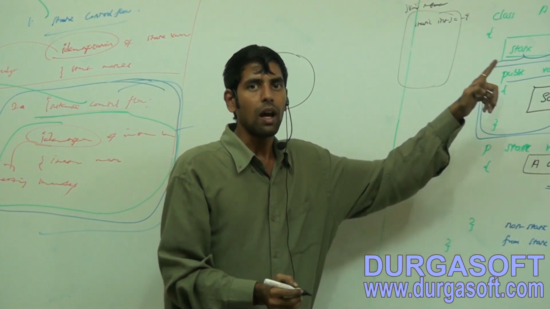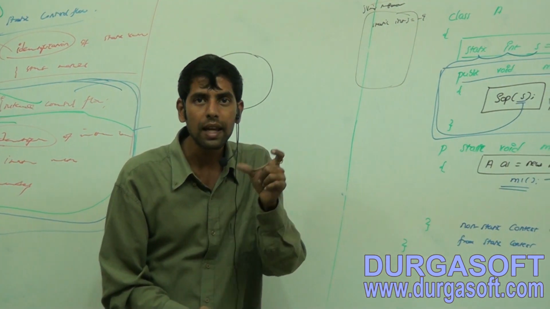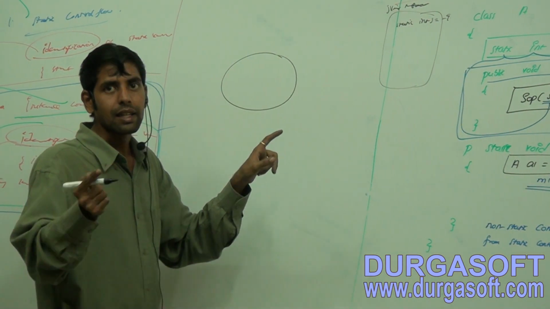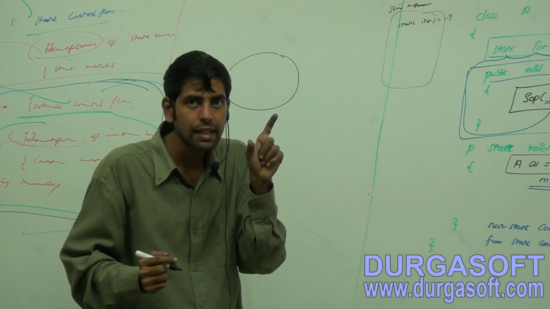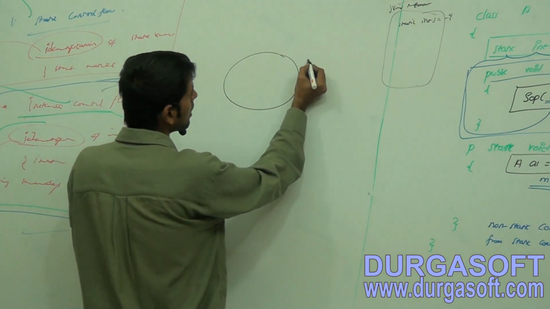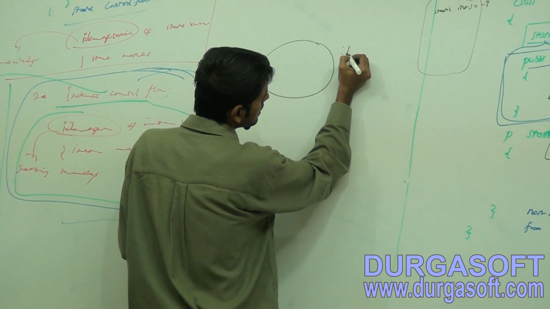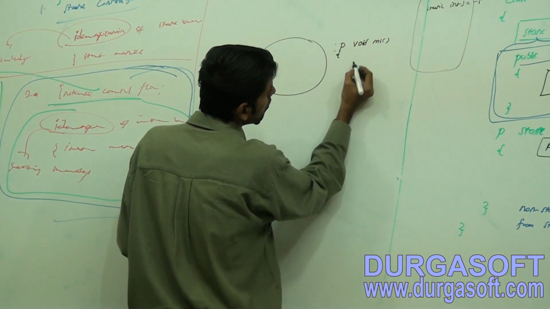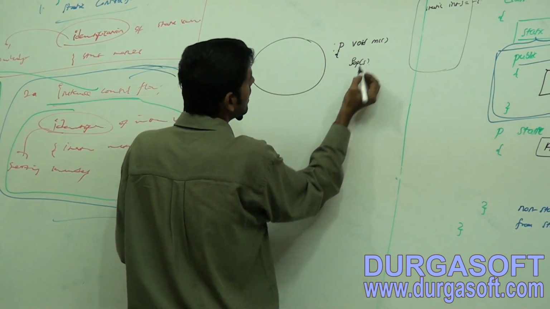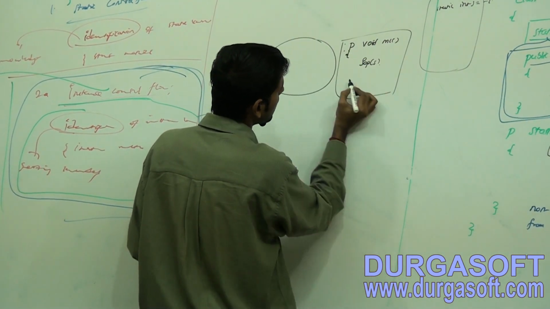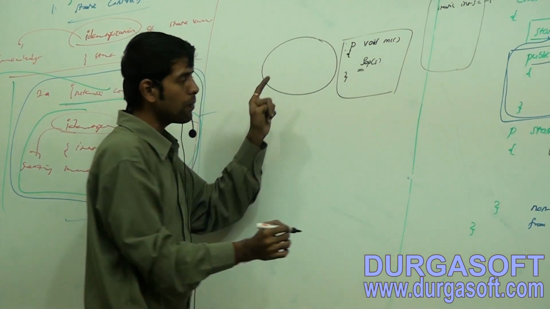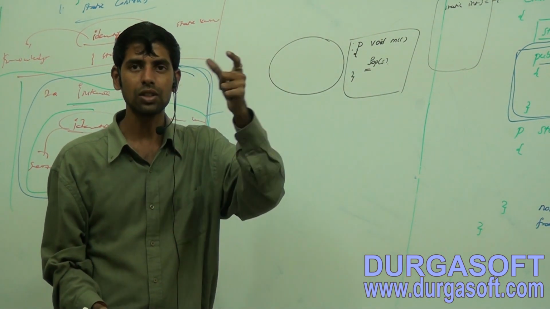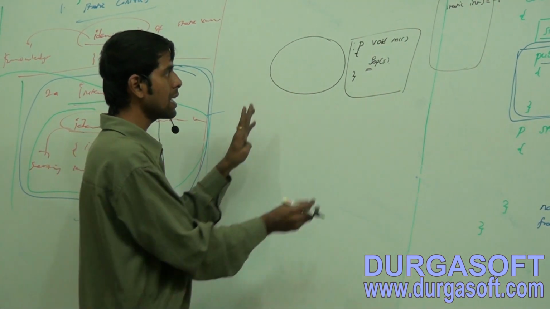If any instance variables are available as part of this class, they will be part of the object, and any instance methods will also be part of our object. What is that? Public void m1 method. Here, what you are doing is identification, getting the knowledge about this m1 method. Who is getting the knowledge about this m1 method? Our JVM. Okay, JVM is getting aware of this one.